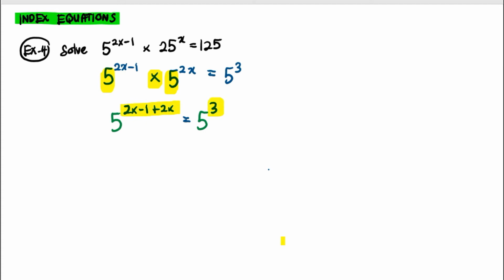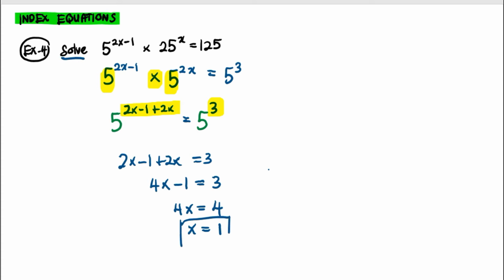So we have that 2x minus 1 plus with 2x is equal to 3. Simplifying this will give us 4x minus 1, which is equal to 3. 4x is equal to 3 plus 1, which is 4. x is equal to 4 divided by 4, we get 1. 1 is the answer for this one. So that's basically the index equation. You can find the value of x. When the equation asks you to solve, it means that you have to find the value for x.